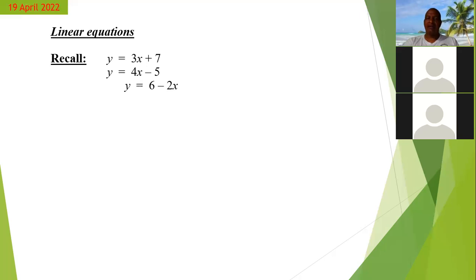Do you see anything similar with these equations? Is anything similar about these equations, guys? They're all raised to the power of 1. All right, so you have the y on the left side. You have a number times x on the right side. And then you have a number, which is a constant by itself. Now look at this one down here.